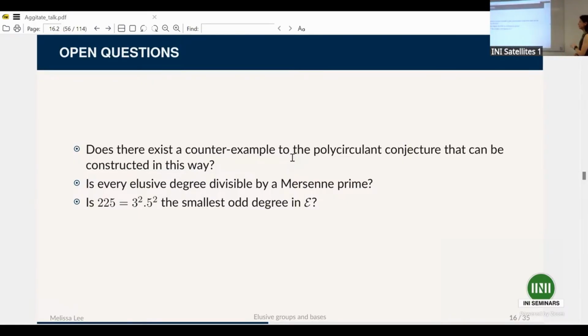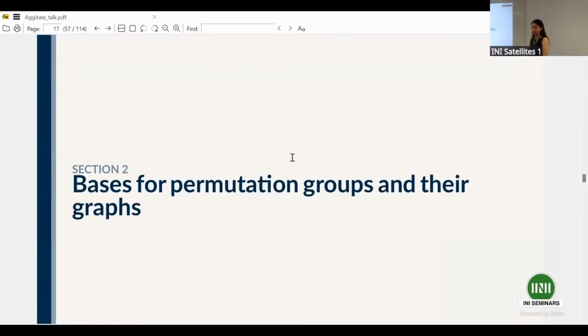All right. So I believe that's the end of my section on elusive groups. So now we're going to talk about bases for permutation groups and their graphs.